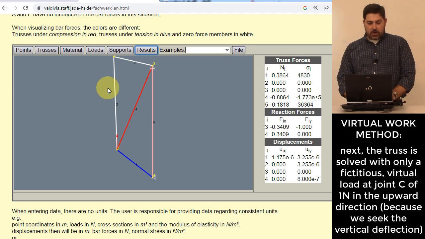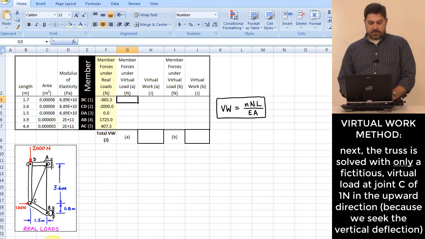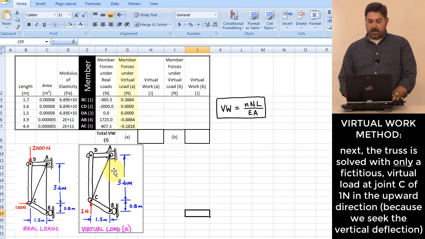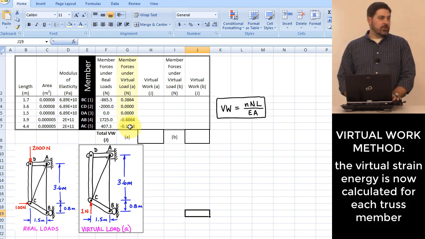All right, so these numbers right here that I end up with, these are the virtual loads that are happening in the individual members that we have over here. And so I want to copy those into my spreadsheet, okay, which looks like this. So what I did was I just solved that truss, right, and it gave me those numbers. Now, how do I figure out the total amount of virtual strain energy that is stored in the truss, right, due to that virtual load?